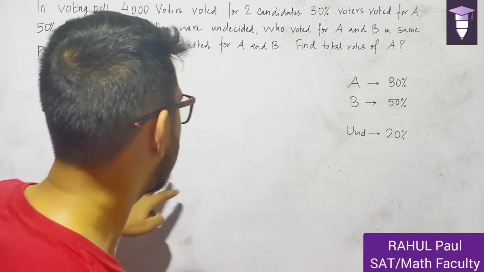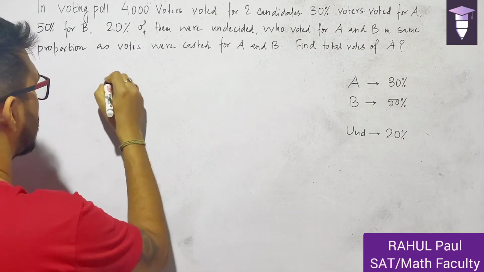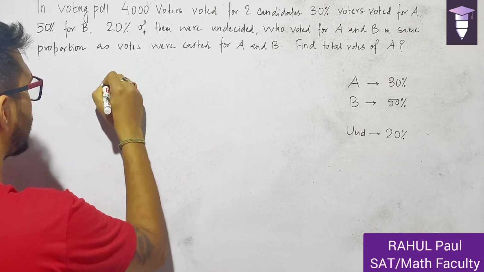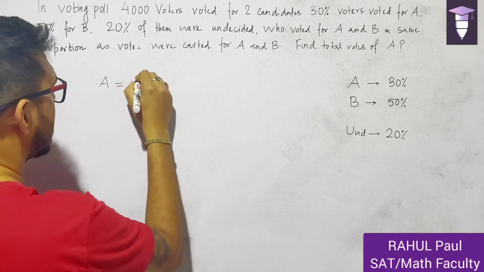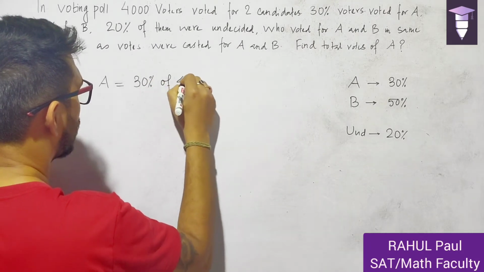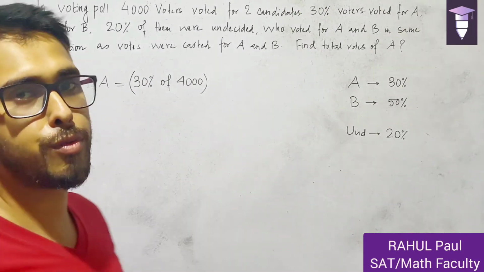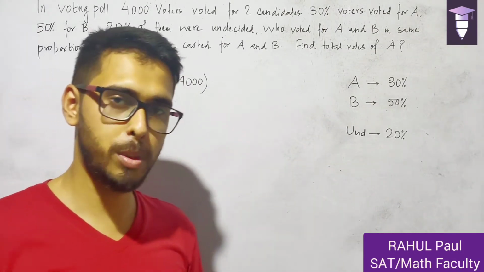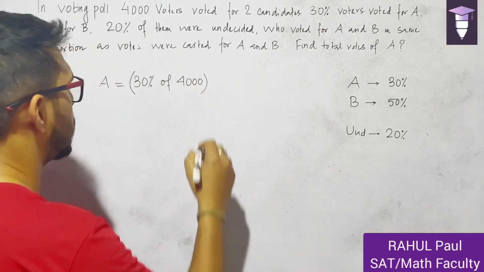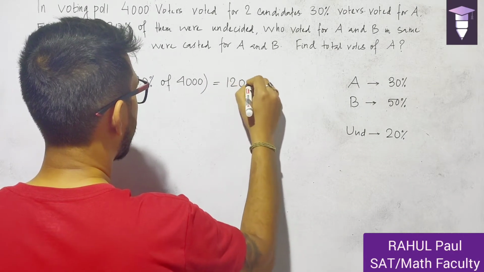So let us try to understand. So first, total voters were 4,000. So normal votes for A is getting 30% of 4,000. If there were 4,000 voters and all were voting, that means the total number of votes will also be 4,000. So 30% of 4,000 they were getting, which is 1,200.